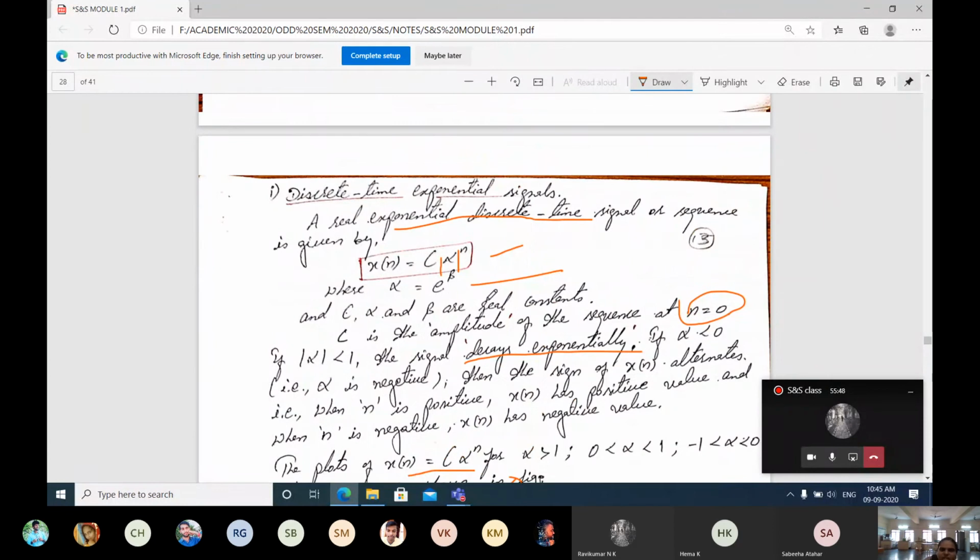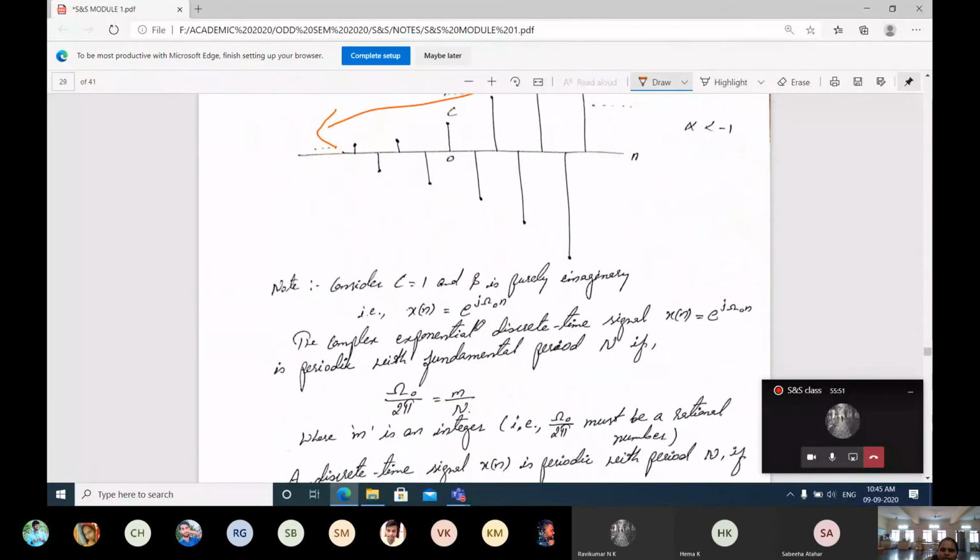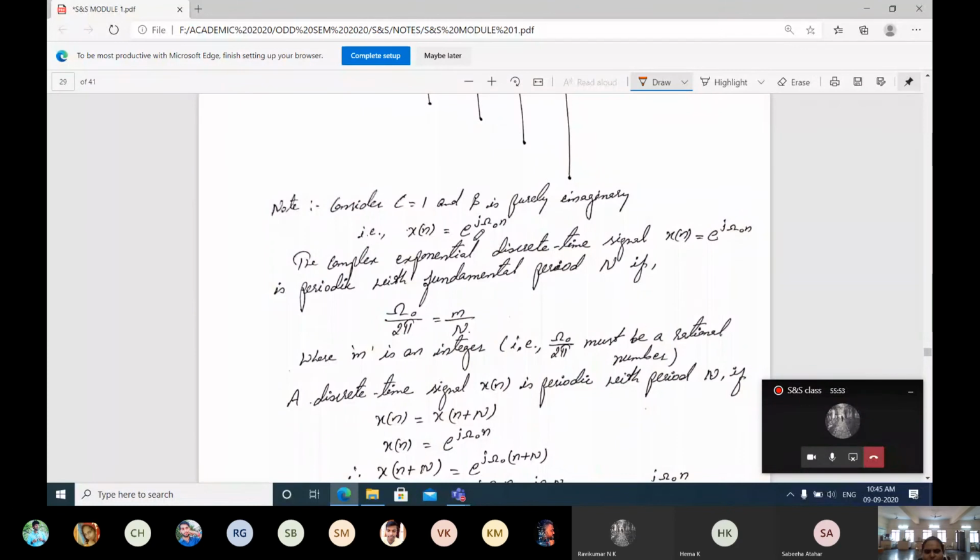Here also we come across a small derivation, same as for the continuous case. C is taken as 1, and beta is purely imaginary, so we have to take it as the imaginary part. For that reason here it is taken as j. This is also called omega naught, multiplied by n. For discrete time we represent it like this. Then the complex exponential discrete time signal x of n changes to e power j omega naught n.